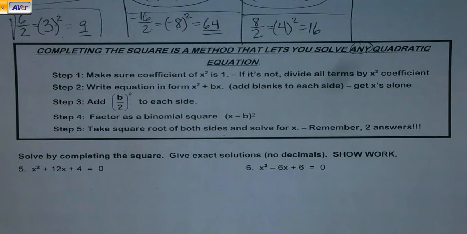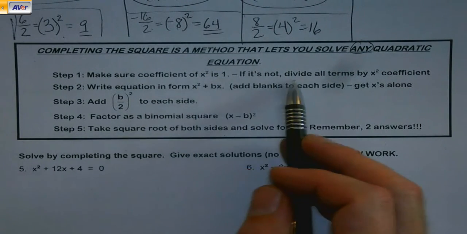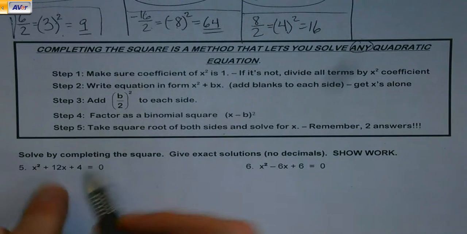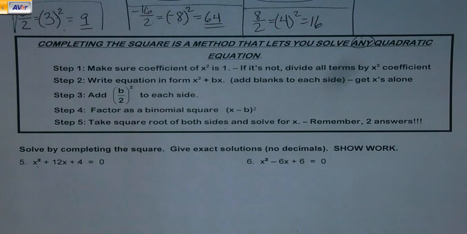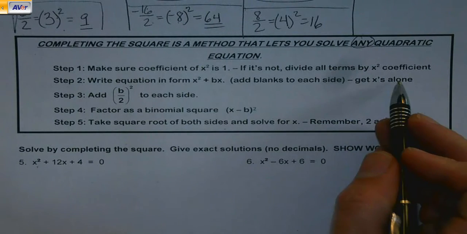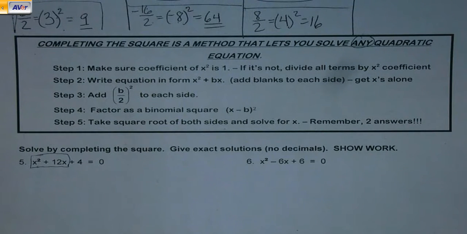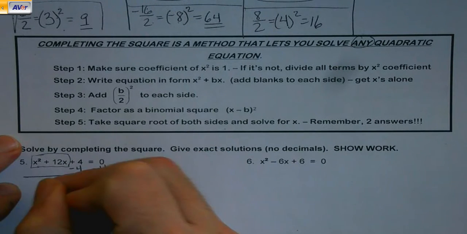Now, it looks like there's a lot of steps, but most of the time, at least one of these steps is going to get skipped, if not 2 of them. So we're always going to make sure the number in front of x squared is 1. If it's not, we're going to divide everything by that number. So if we had a 2 or a 3 in front, we'd divide everything through before we started. Okay? So for instance, let's do number 5 here. Okay, make sure my x squared coefficient is 1. It is. Check. Write an equation in the form x squared plus bx. Okay? Get x's alone. So basically all it's telling us is if my x terms aren't the only terms on this side, whatever else is there needs to go away. So I'm going to minus the 4 out of there.